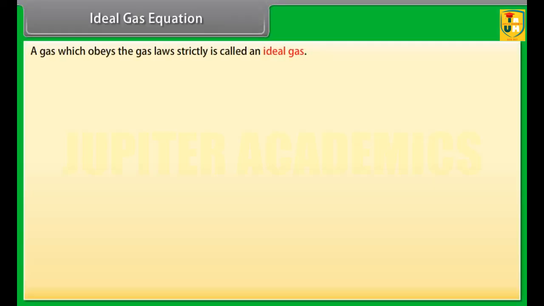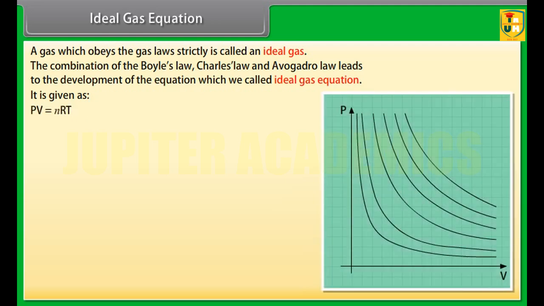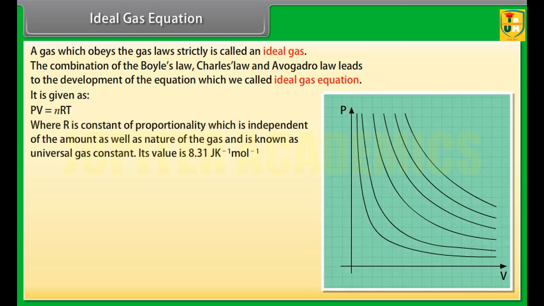Ideal gas equation. A gas which obeys the gas laws strictly is called an ideal gas. The combination of Boyle's law, Charles' law and Avogadro's law leads to the development of the equation which we call the ideal gas equation. It is given as PV is equal to nRT, where R is the constant of proportionality which is independent of the amount as well as the nature of the gas and is known as the universal gas constant. Its value is 8.31 joule per Kelvin per mole.